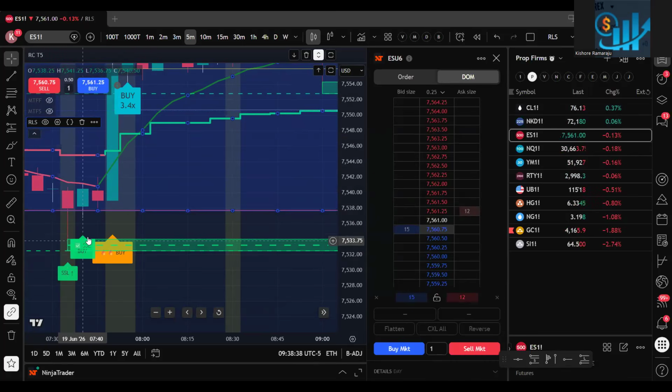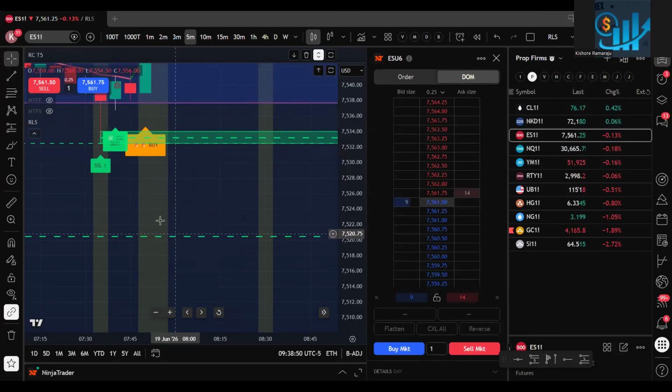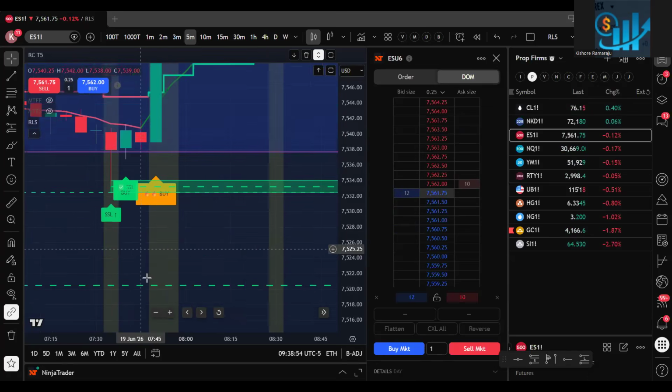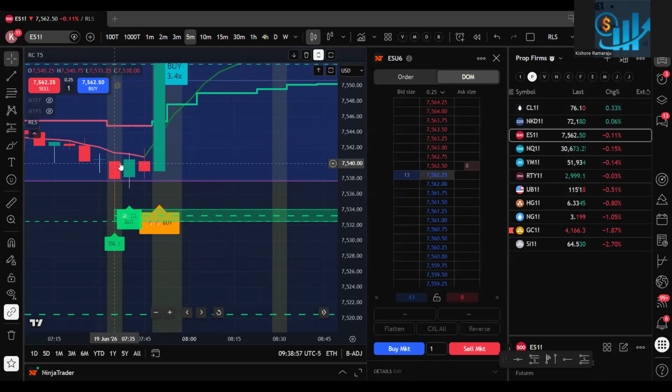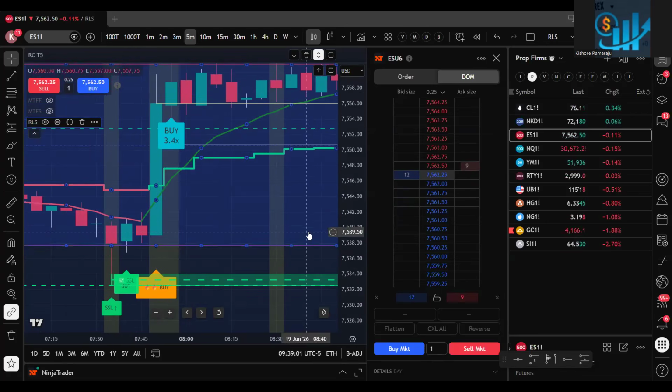Sometimes there can be fakes. It may do this, but if you get some more red candles, that means even though they want to grab some more, there might be some more liquidity sitting here. They may want to come here, grab this liquidity, and then take it up. But immediately if you see a follow up green candle, that means there is a huge potential for price to go all the way up.